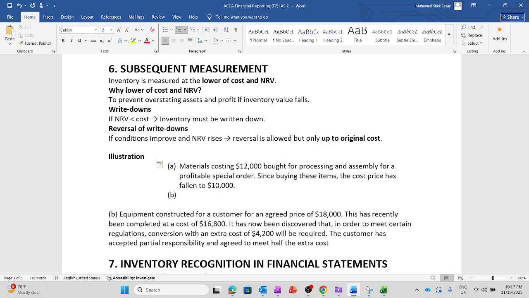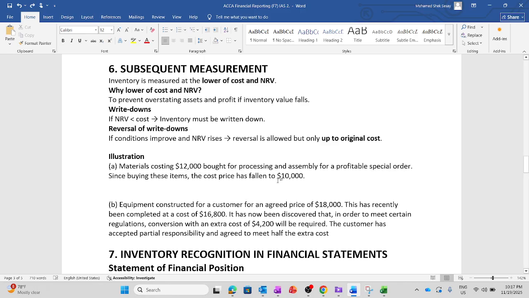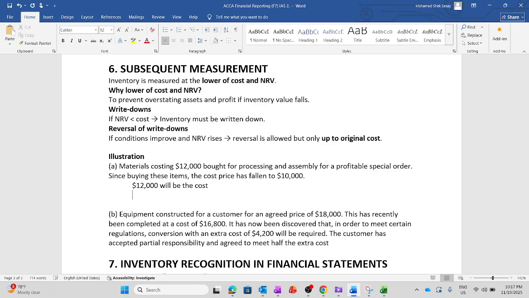So we are going to use 12,000 units, and then $12,000 will be the cost, while the $10,000 is not included because it is not relevant.